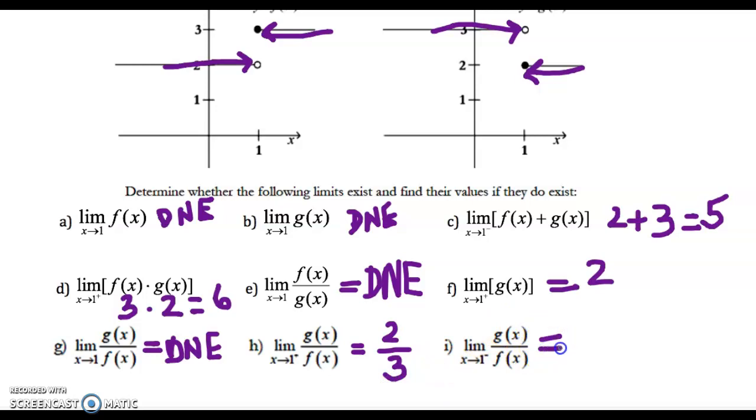And then lastly, for part I, it asked us what is the limit as x approaches 1 from the negative side of g over f. So this one here is g. That was equal to 3. And the limit as x approaches 1 from the negative side of the f function was equal to 2. So this limit was equal to 3/2.